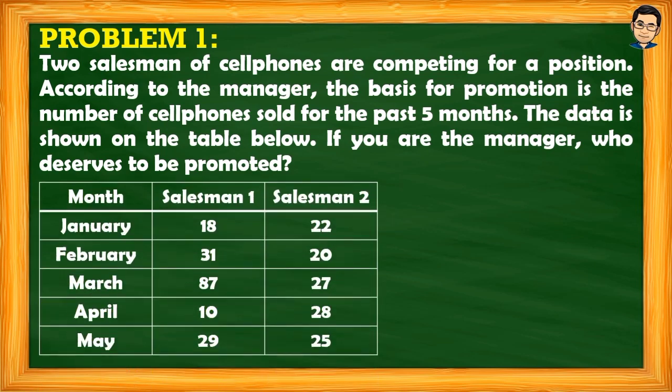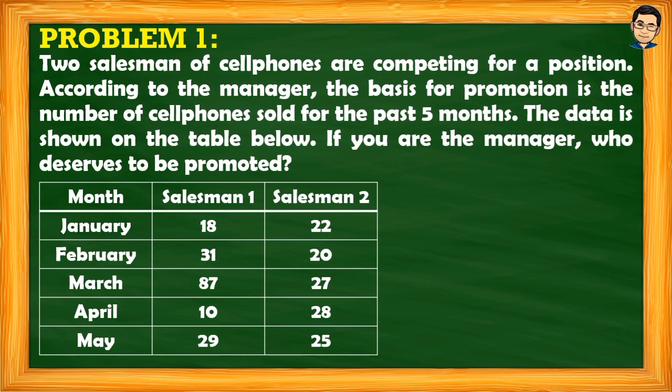January, February, March, April, May. Yan ang 5 months na sinasabi natin, yung particular months. Sa second column, makikita yung benta ni salesman 1. Sa third column naman, makikita natin yung benta ni salesman 2. Kung i-analyze natin yung ating data, dito muna tayo sa salesman 1.